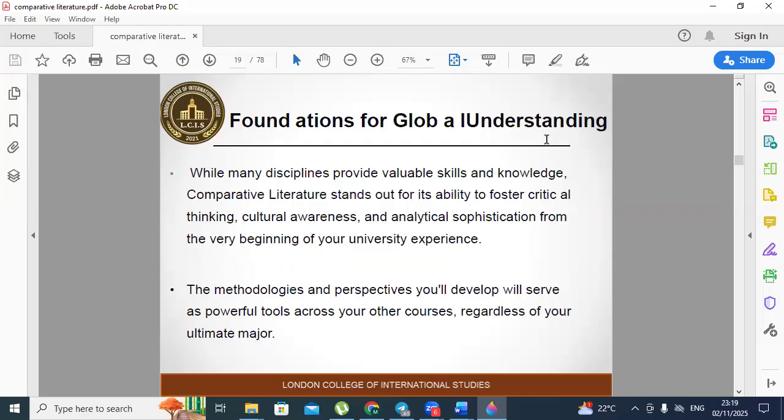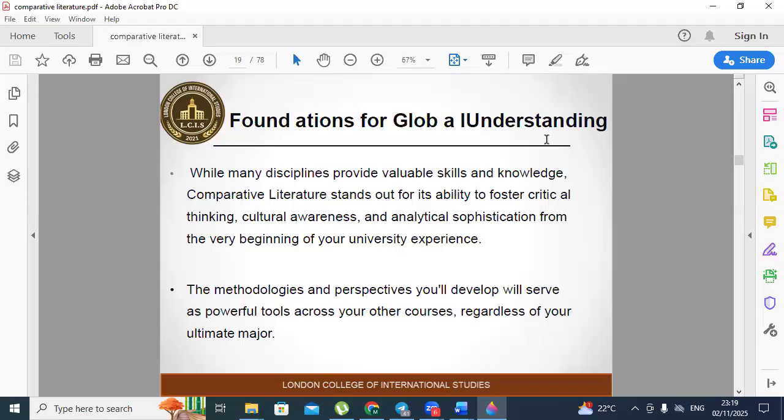While many disciplines provide valuable skills and knowledge, comparative literature stands out for its ability to foster critical thinking, cultural awareness, and ethical sophistication from the very beginning of your university experience. The methodologies and perspectives you will develop will serve as powerful tools across your other courses, regardless of your ultimate major.